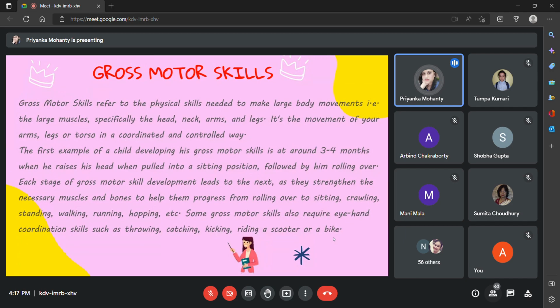Gross motor skills also require eye-hand coordination skills such as throwing, catching, kicking, riding a scooter or a bike. So when a child is growing up, when the child is born, they don't know how to move their head, neck, arms or legs. Slowly, when the child is growing, the child will be able to move their hands, neck, arms. They will try to turn themselves from crawling to walking. So when the child is progressing in this way, it will develop their gross motor skills.